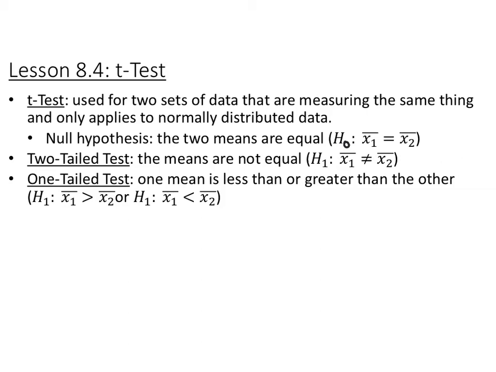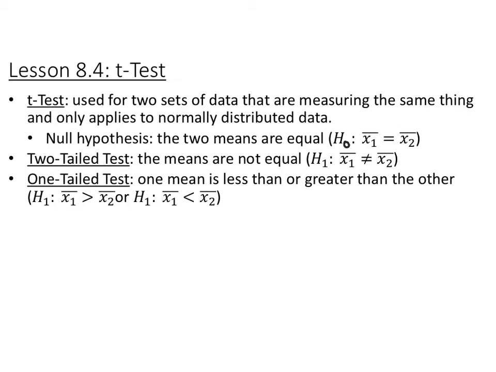Lesson 8.4 is our last section of hypothesis testing. We're going to be talking about the t-test. The t-test is used for two sets of quantitative data that are measuring the same thing. It only applies to normally distributed data. Even though we haven't talked about normal distributions yet, we'll be talking about that next chapter. We're just going to assume everything they give us is already normally distributed.